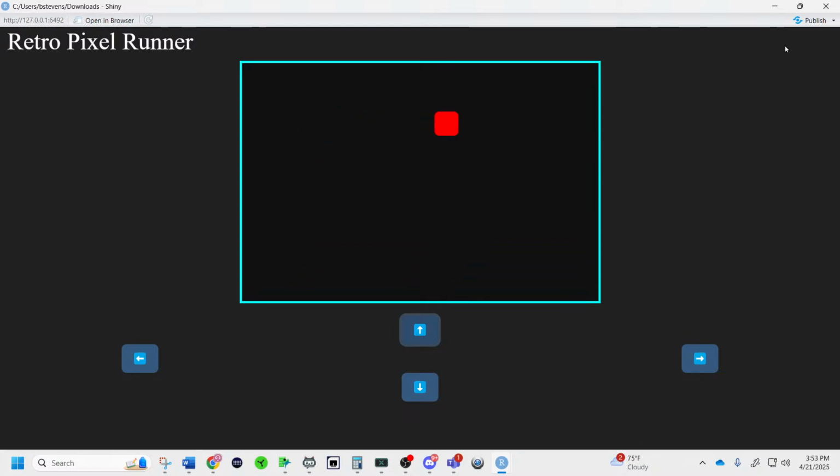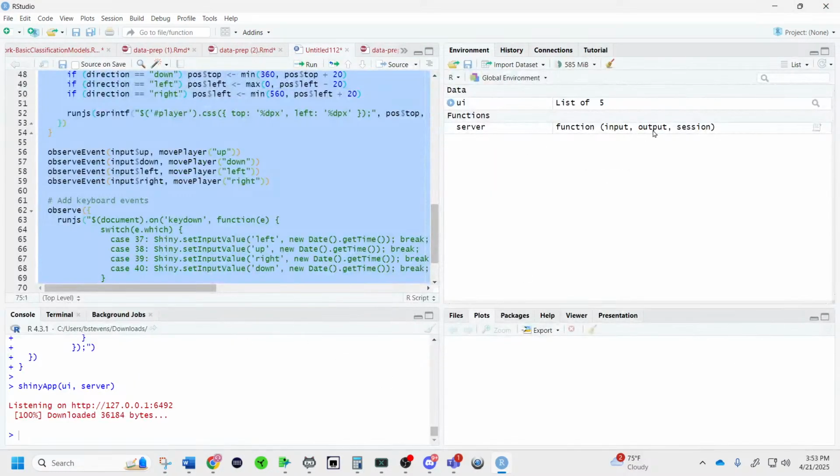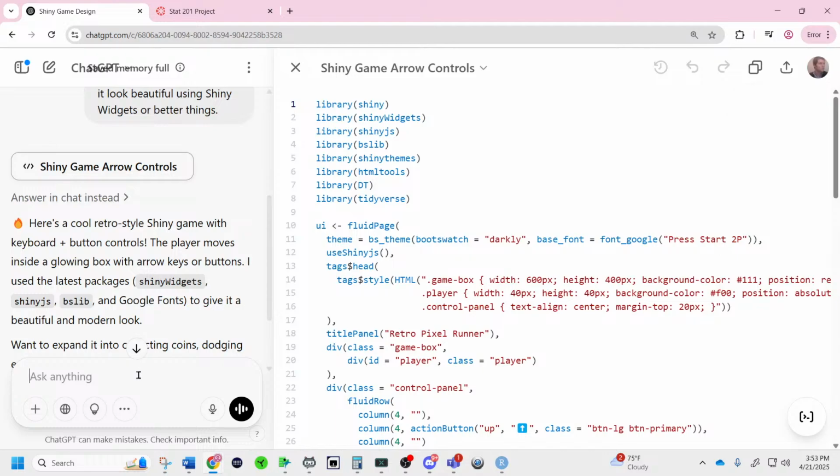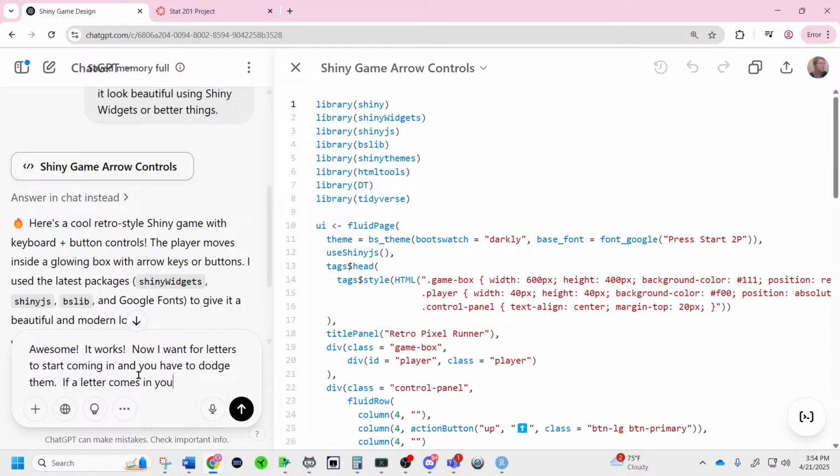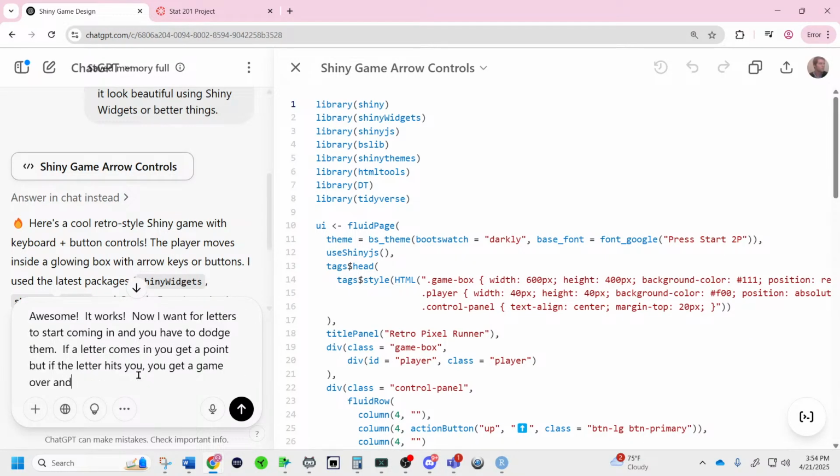Oh, wait. You ready? Let's say this. Okay, let's go back here. Awesome. It works. Now I want letters to start coming in and you have to dodge them. If a letter comes in, you get a point, but if the letter hits you, you get a game over and it ends on an ending screen.